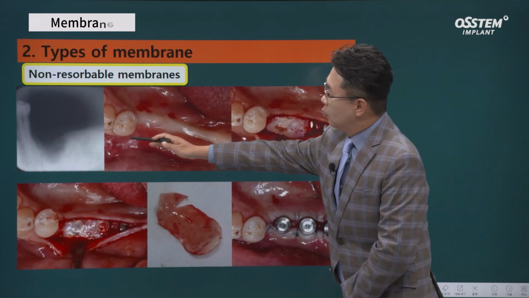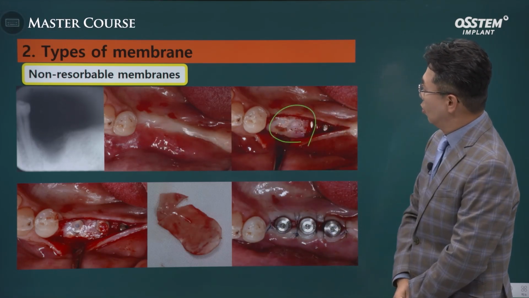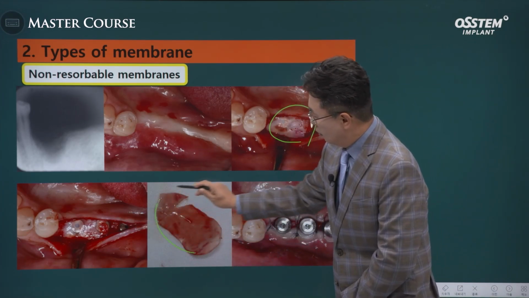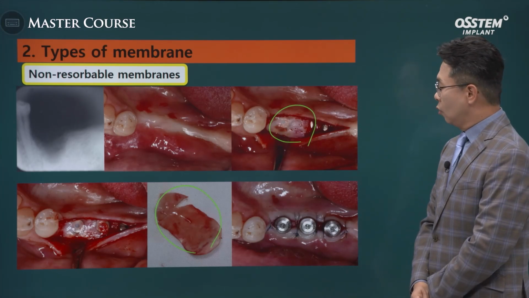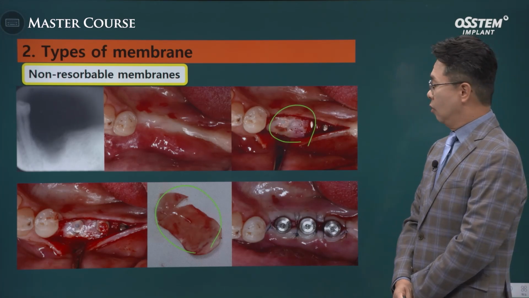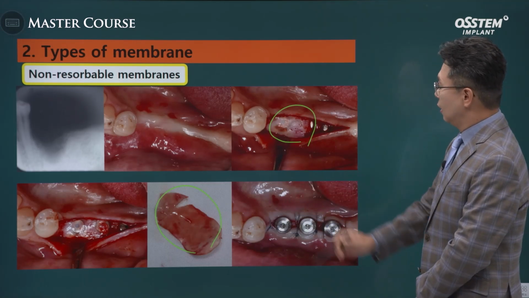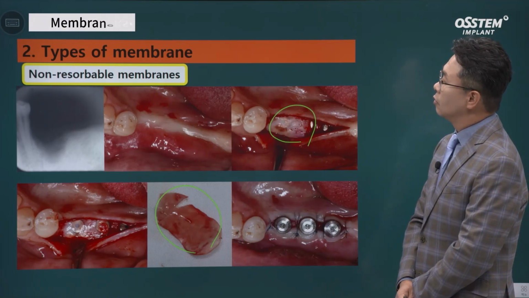As shown here, in the defect area where DPTFE membrane was used, it can be removed very easily. In the case of ePTFE membrane, it can be hard to remove, and titanium mesh can be very difficult. In the case of DPTFE membrane, it can be removed easily regardless of whether or not it has been exposed.